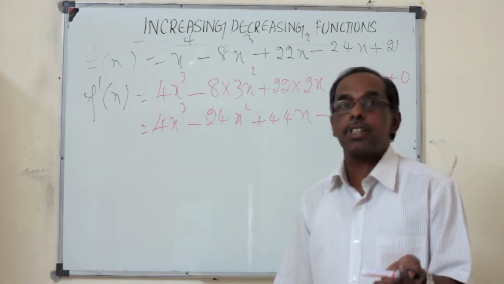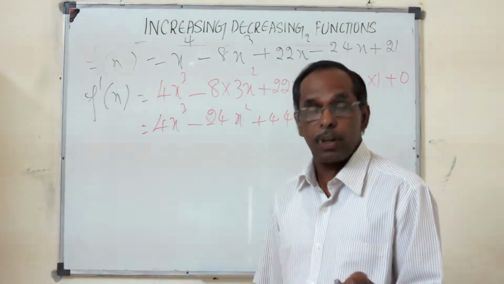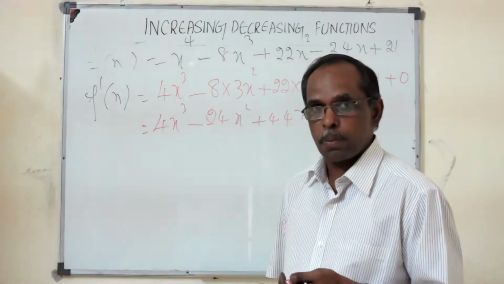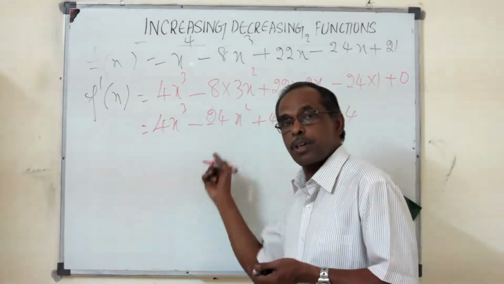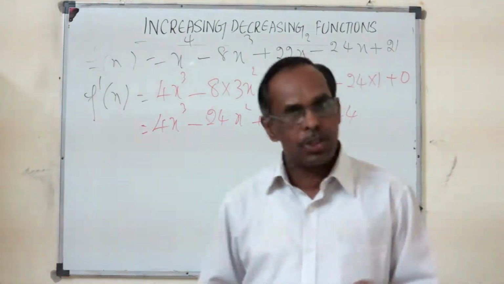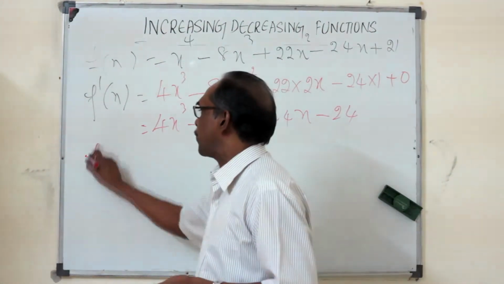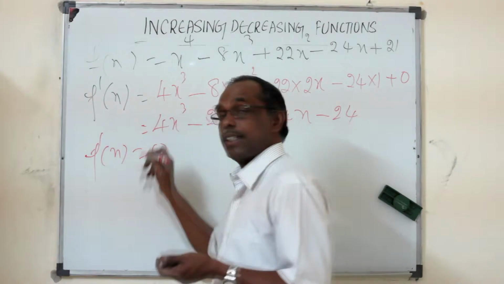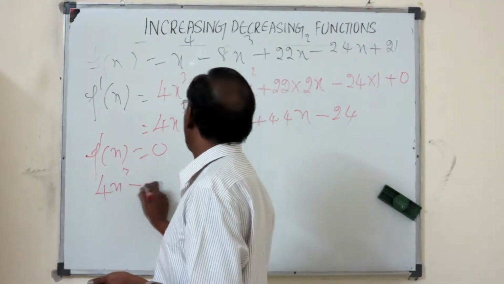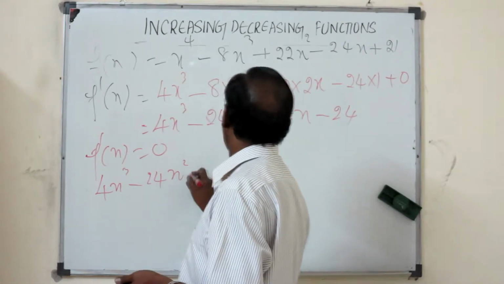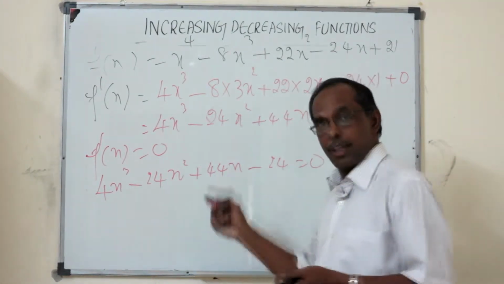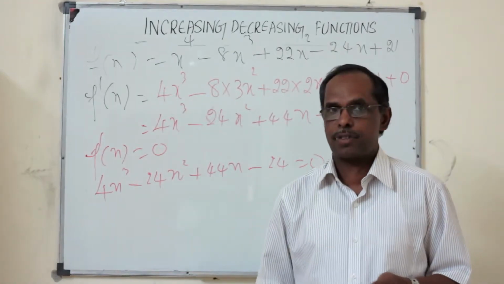So we are going to find the turning point. At the turning point, dy by dx is equal to 0. So to find the turning point of this particular function, you have to equate f dash of x to 0. So f dash of x is equal to 0 at the turning point. So 4x cubed minus 24x square plus 44x minus 24 is equal to 0. This is the process to find the turning points.